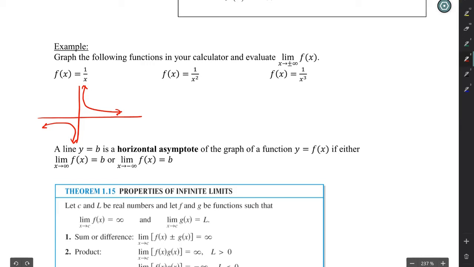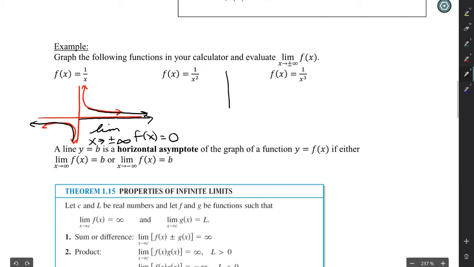As we look at this, as x approaches infinity means as we go to the right, what is the function doing? Well, as I go to the right, the function is getting closer and closer to 0. And as I go to the left, the same thing is happening. So the limit as x approaches positive or negative infinity of f of x would be 0.